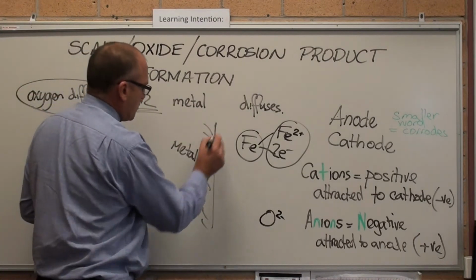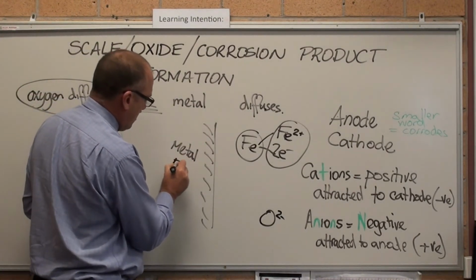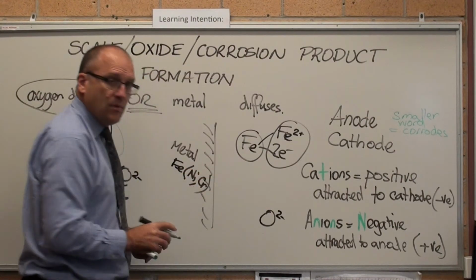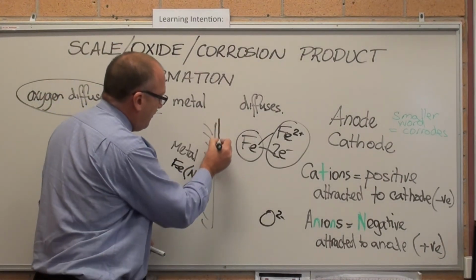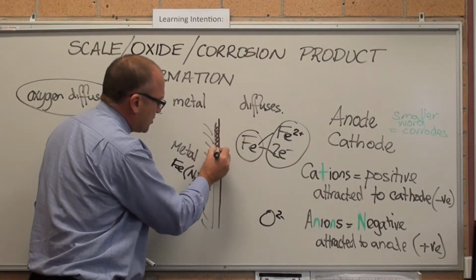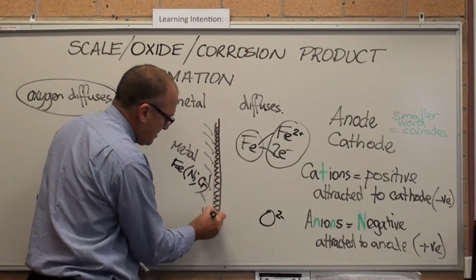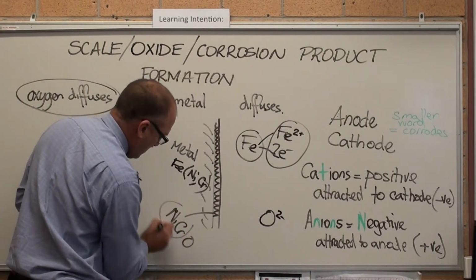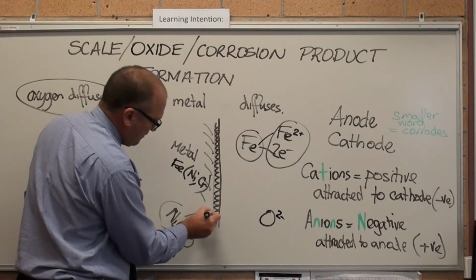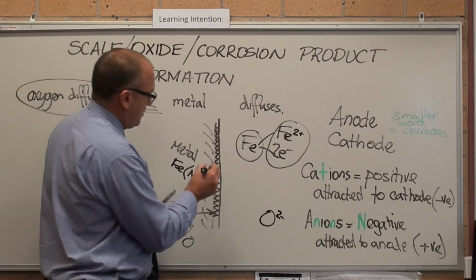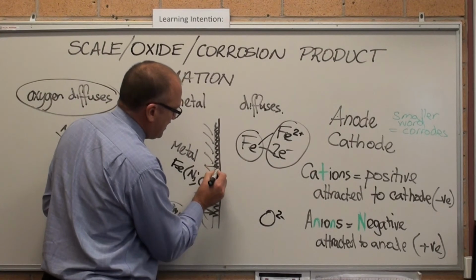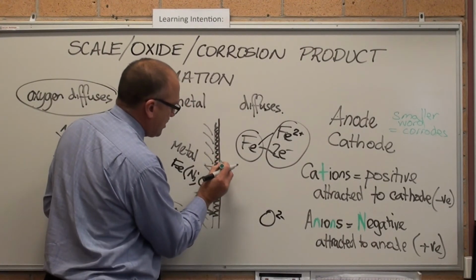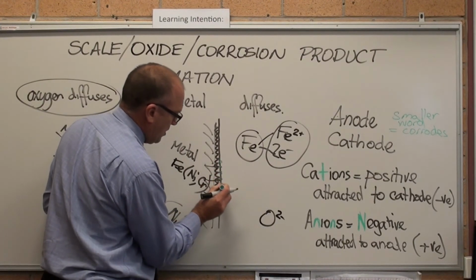If the metal diffuses through the oxide, here's stainless steel: iron, nickel, chromium. We actually get a layer of chromium oxide forming on the surface. Nickel chromium oxide forms on the surface. The nickel and the chromium transfer through the oxide layer. The reaction happens here on the outside.